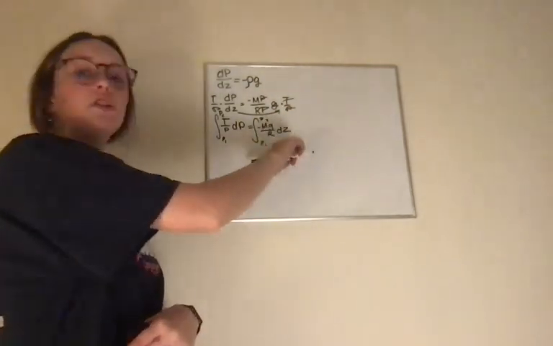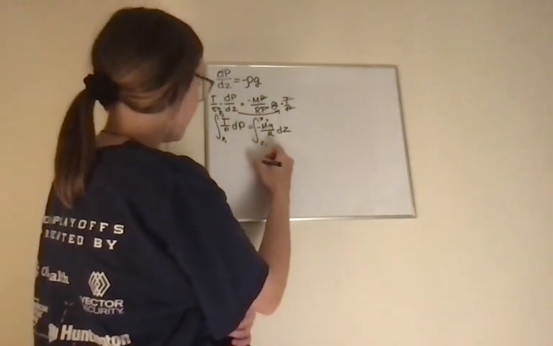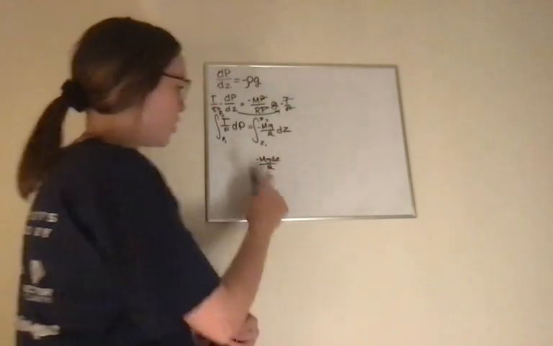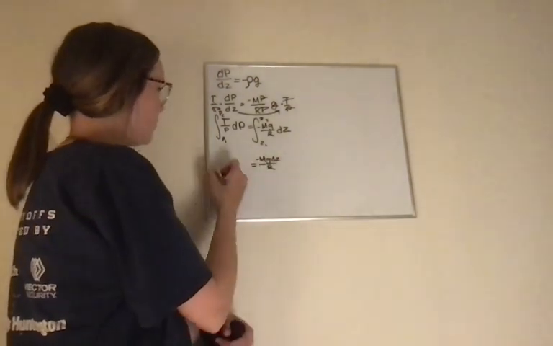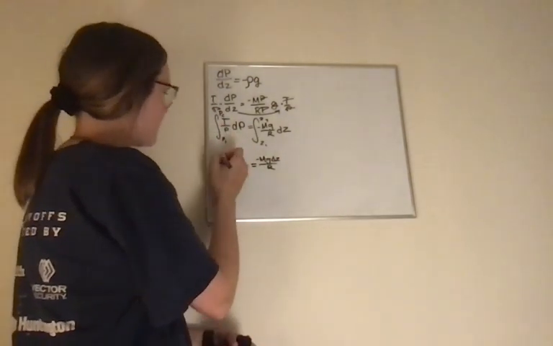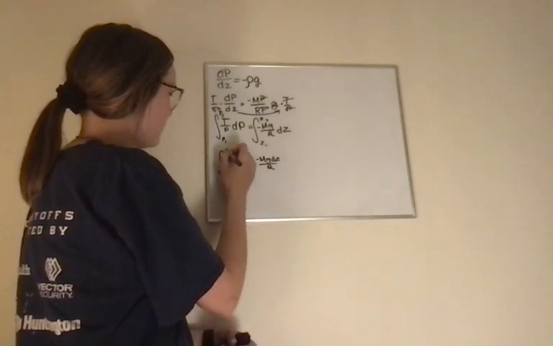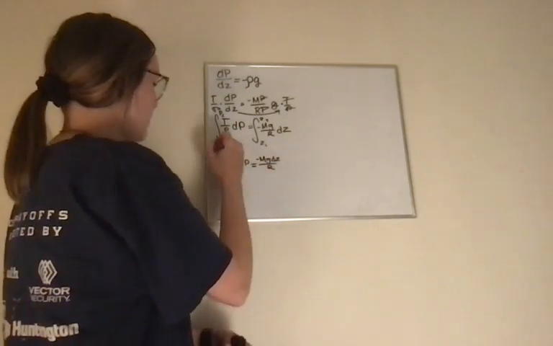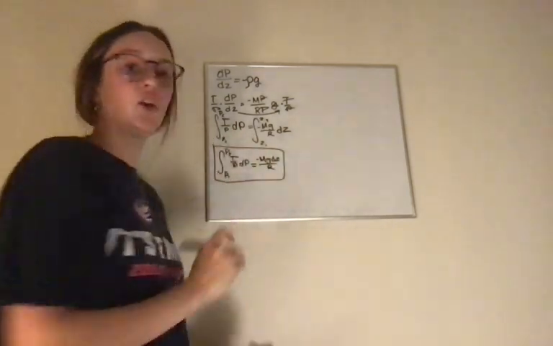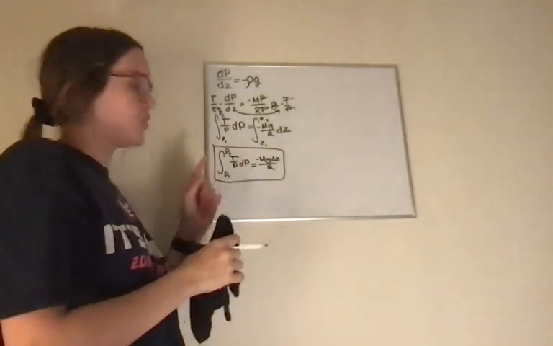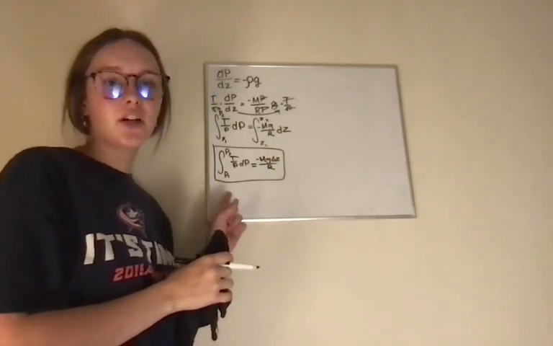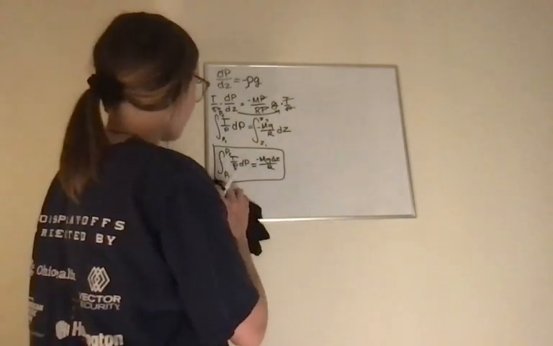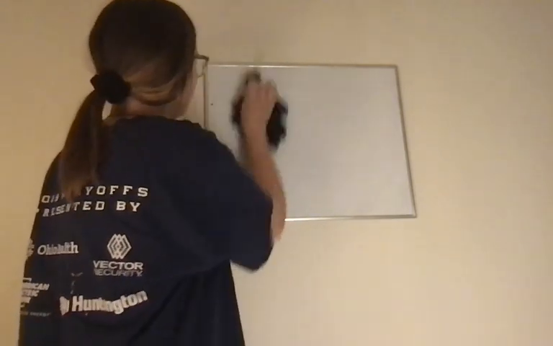This integral is pretty easy to do. It ends up being negative Mg delta z over R equals, and we're going to keep this in the integral form, P1 to P2 of T over P dP. So this is the first main equation that we're running into. We are going to save this for later, and we are going to use it once we solve for the temperature. So I'm just going to erase it.